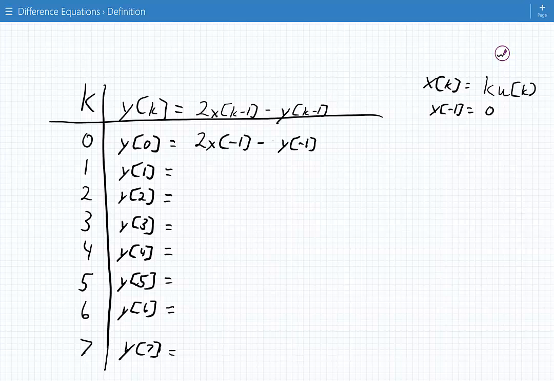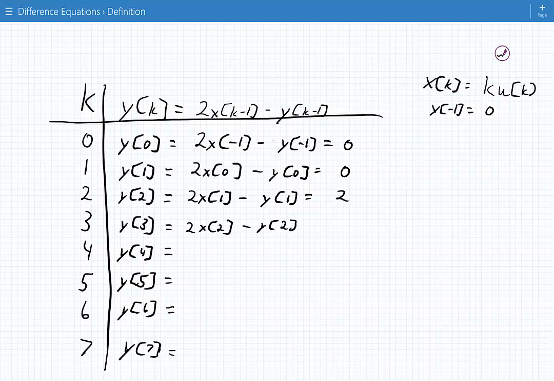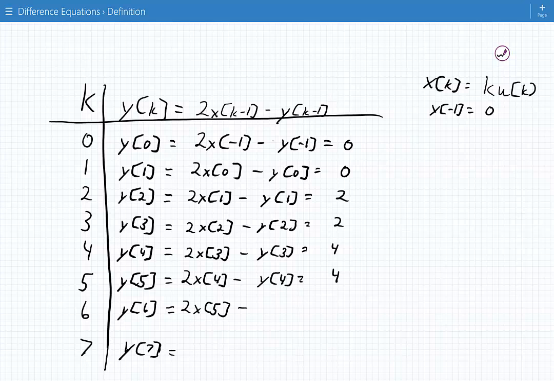So at k equals 0, we'll plug that into that first equation, and we can start gathering values, looking at previous values of y of k, and also that input, x of k, which is that ramp function. And a pattern will start to emerge in this one, which is 0, 0, 2, 2, 4, 4, 6, 6, adding 2 every other time.